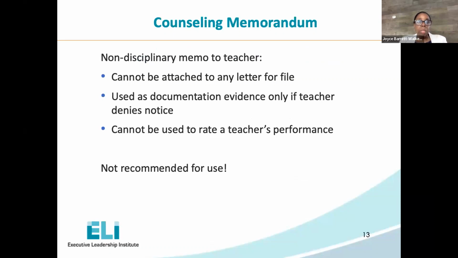Counseling memorandums, a non-disciplinary memo to a teacher. They cannot be attached to any letter or file, used as documentation evidence only if the teacher denies notice, and they cannot be used to rate a teacher's performance. In the Office of Labor Relations, as it says here, not recommended for use, you make the decision. If you're using a counseling memorandum, again, it is giving the teachers notice, but it really doesn't hold the weight that it needs to. I believe when I used to do counseling memorandums, I would refer that they did receive this counseling memorandum if the incident repeats itself in a letter to file.